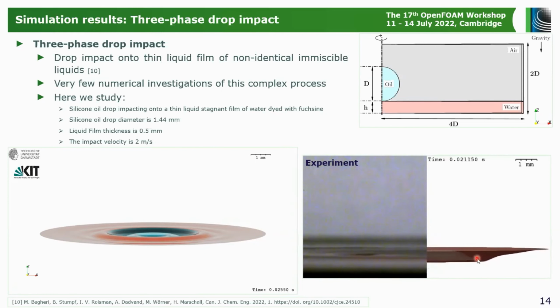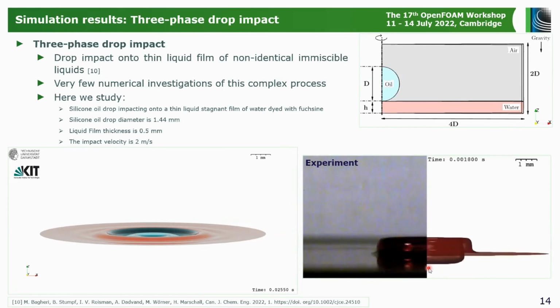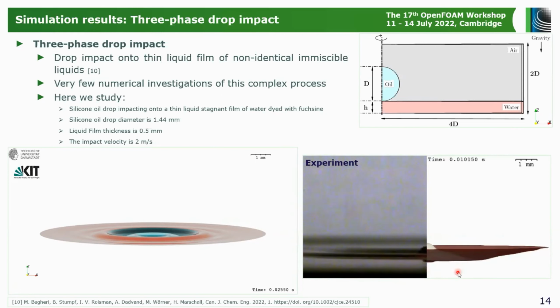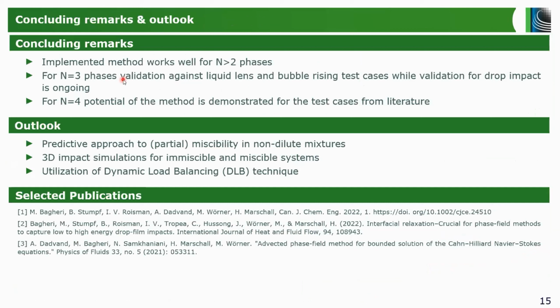We can see we have a very good comparison at the beginning of the simulation. Toward the end, for the dome-like structure, we have a bit of differences, but overall it's a very good comparison. And this work was actually published yesterday. So these are the concluding remarks. We have implemented the method to cover more than 2 phases, and it works quite well. We showed lots of validation cases for 3 phases, and we showed the potential of the method for 4 phases.